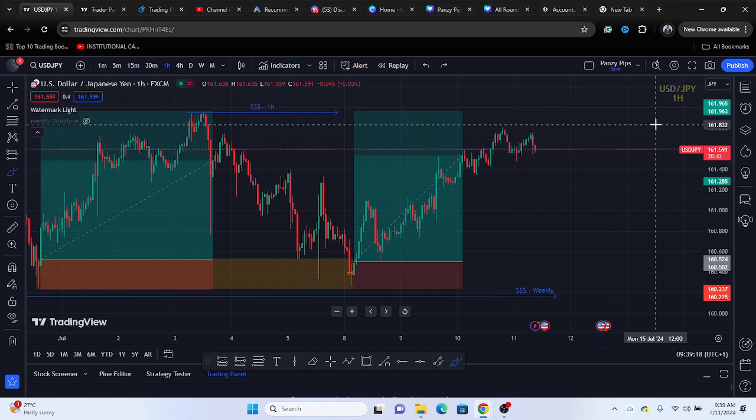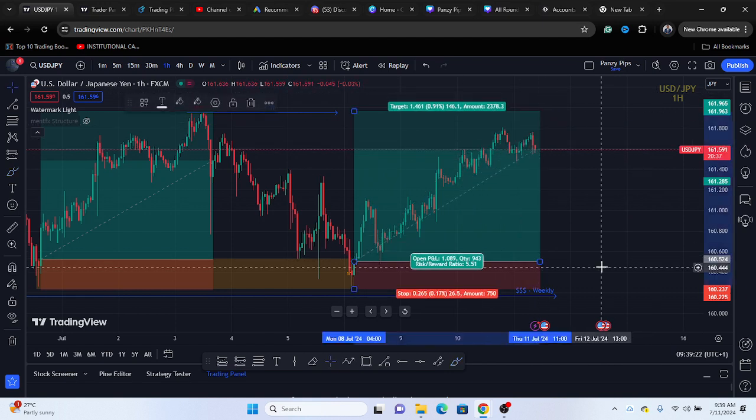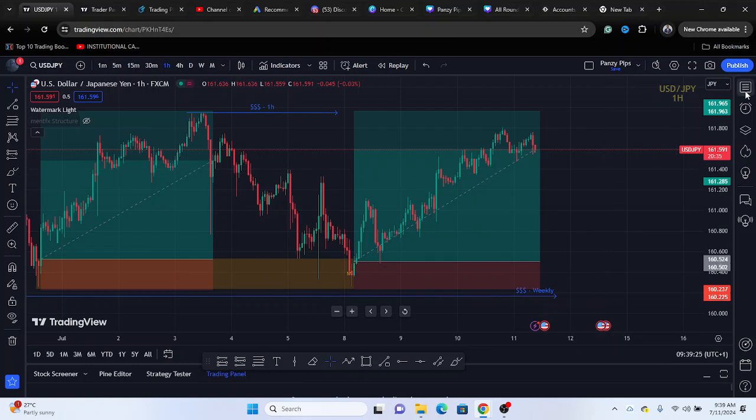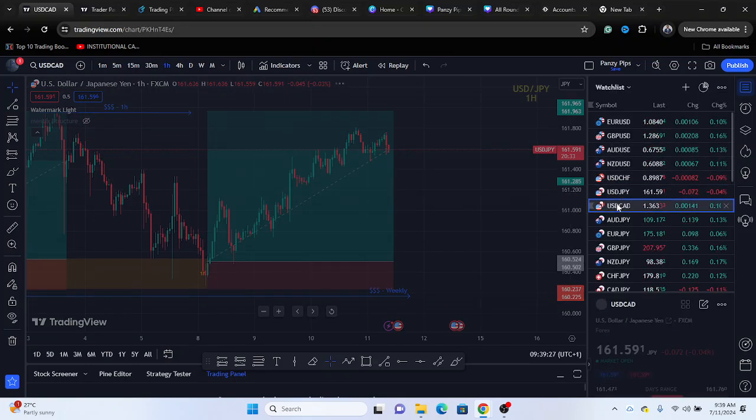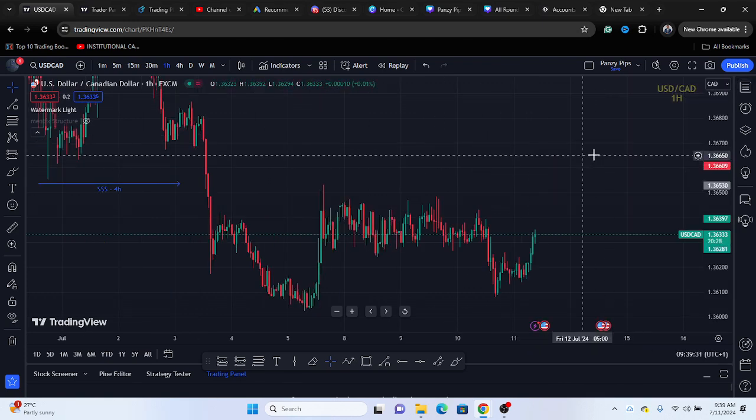Okay. All right. So we're still holding on to this position. The market is fairly bullish, and there's every reason to hold on to it. Next pair is US dollar, Canadian dollar. Don't think I have a trade here. Don't think so.